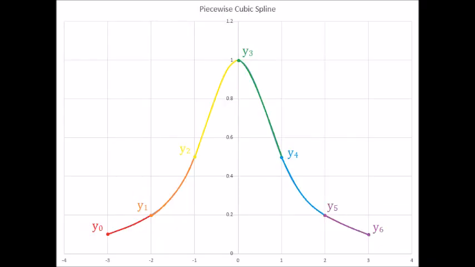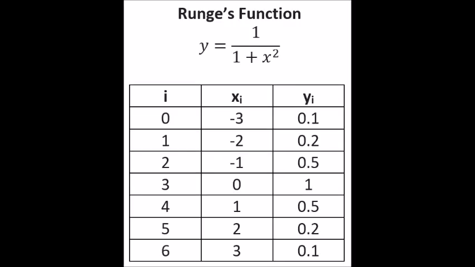The method I want to focus on for now is breaking the function into a bunch of smaller segments. Here we see Runge's function divided into 6 equally spaced segments, as denoted by different colors. This is a data table for Runge's function. It's the same data I used for the sixth order interpolation polynomial earlier on, and we are going to use it in a different way here shortly.